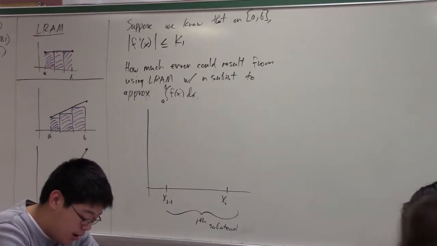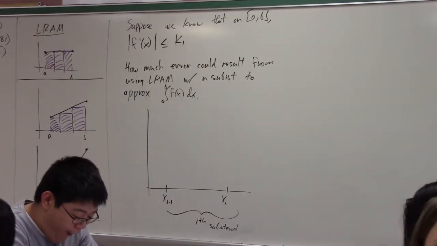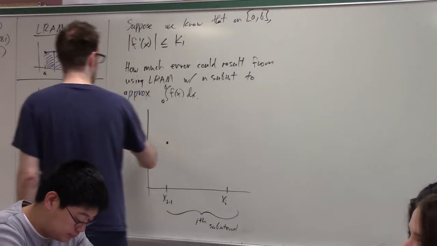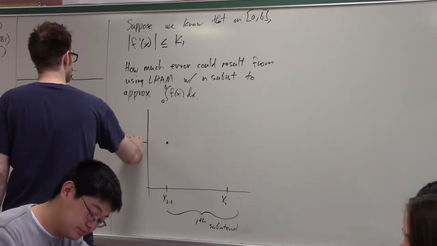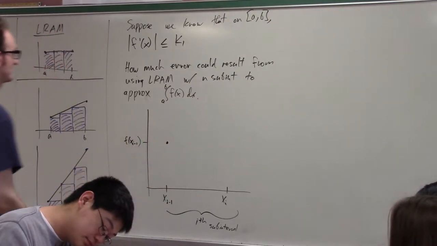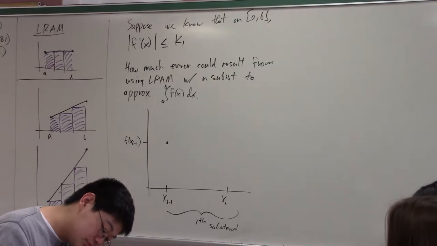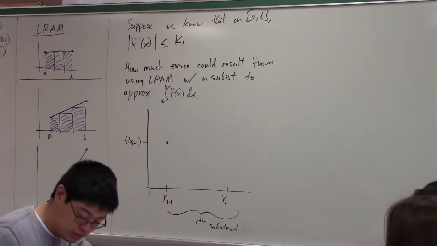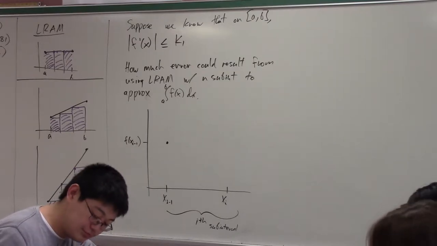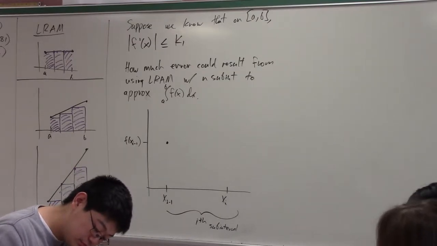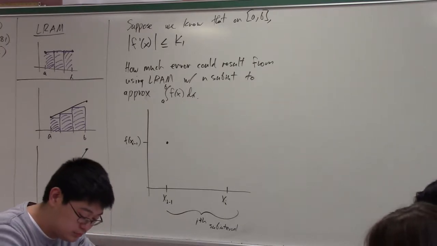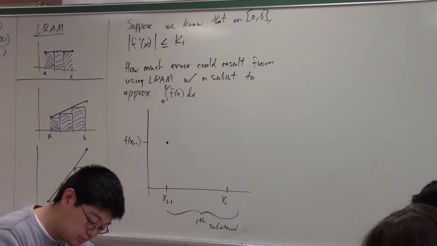So what does LRAM do? LRAM samples from the left endpoint, right? So I'm going to plug in the left endpoint, and the only thing I know about this function is that this is f of x sub i minus 1. Alright. Okay. Well, if all I know about the function is that the derivative is less than K1, what does that tell me about this function on this interval? What could it look like?